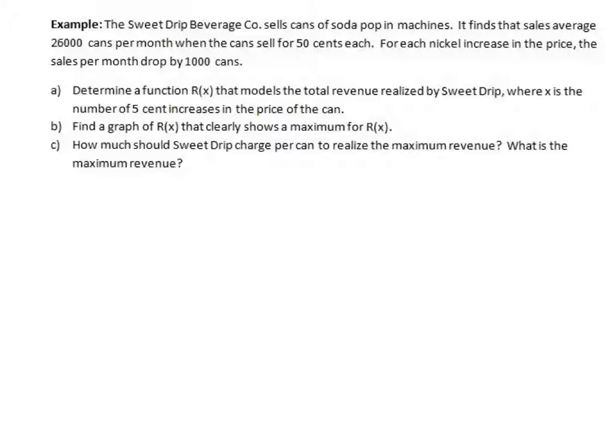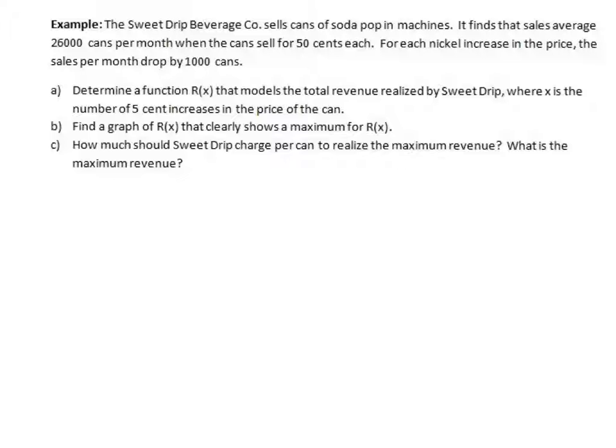The Sweet Drip Beverage Company sells cans of soda pop and machines. It finds that sales average 26,000 cans per month when the cans sell for 50 cents. But for each nickel increase in the price, the sales per month drop by 1,000 cans. And a couple parts here. We're going to just take it a chunk at a time.